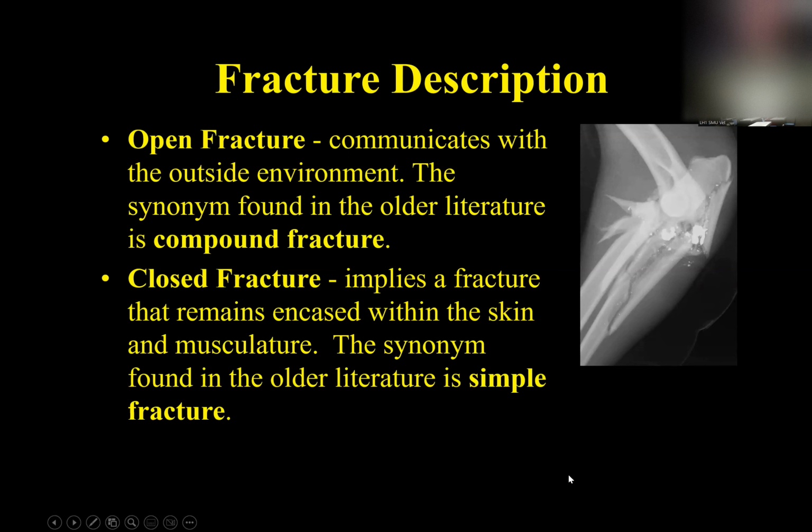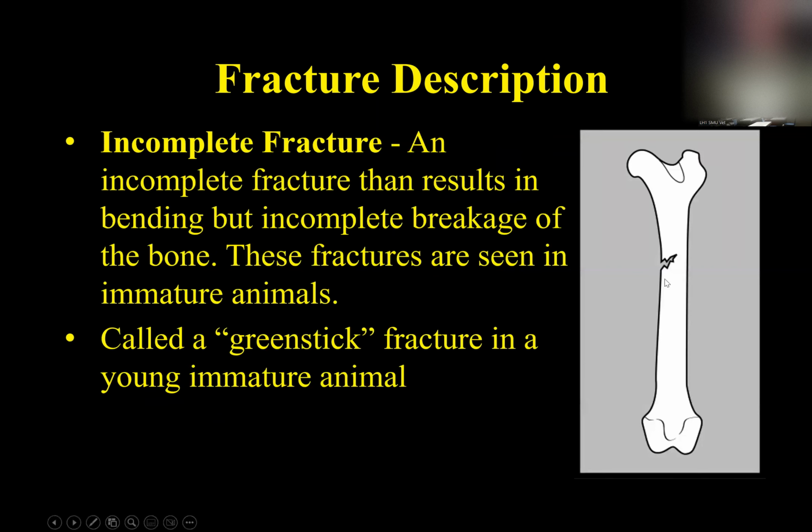A closed fracture is a fracture that happens, but the skin surface is intact. There's no communication between the fracture itself and the outside world through penetration through the skin. Okay, an incomplete fracture is one that goes through one cortex only, but doesn't exit through another cortex.